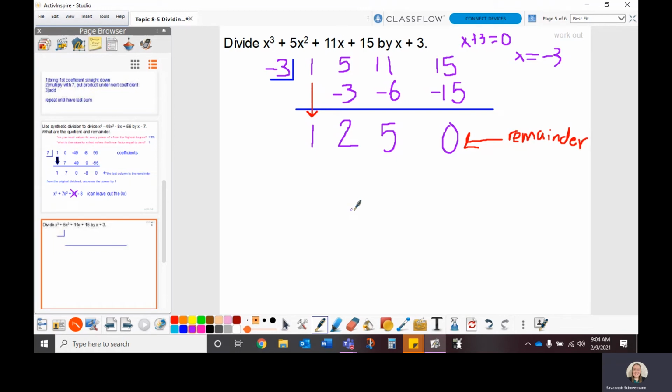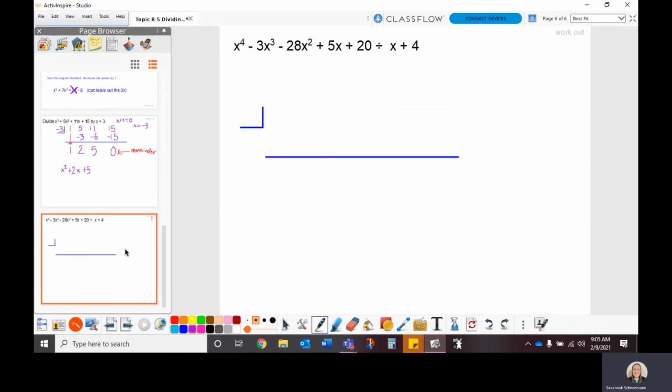So we are going to take our dividend, decrease it by a power of 1. So we had x cubed up here, so that means this is going to be 1x squared, which makes that plus 2x plus 5 with a remainder of 0. So your answer is going to be x squared plus 2x plus 5. Let's look at one more example.